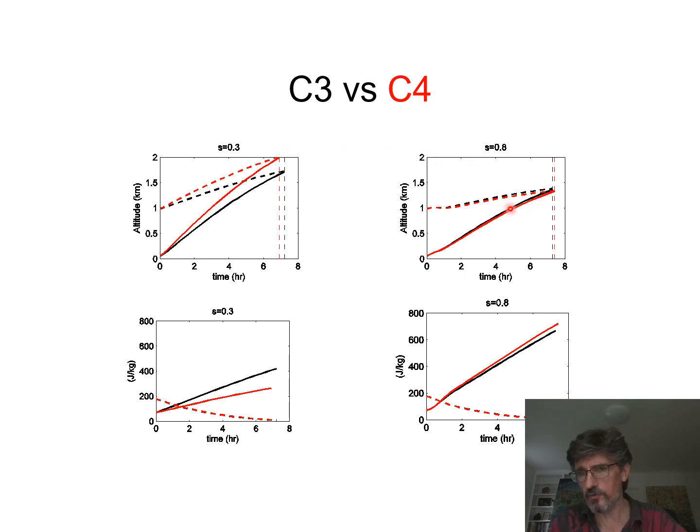If there is more moisture, the two things tend to be closer to each other. Now, this is CAPE, less CAPE, but considerably more CAPE in the case of C3 plants, and here for well water condition, the two things are more similar.